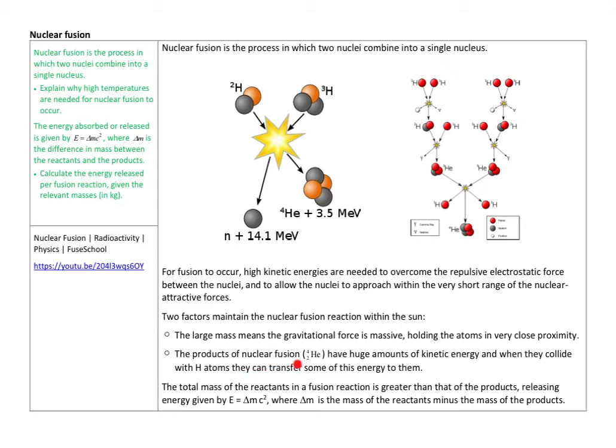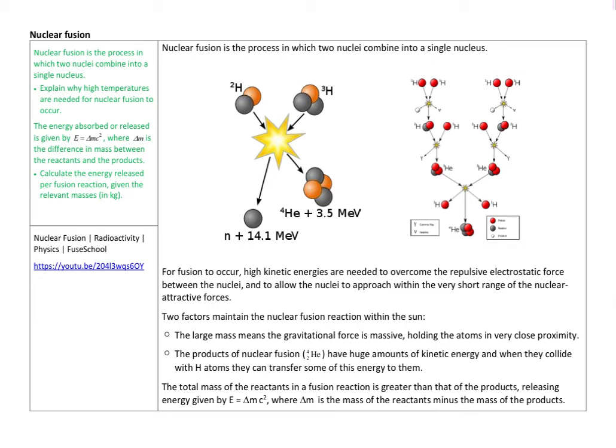The products of nuclear fusion also have huge amounts of kinetic energy, and when they collide with the hydrogen atoms, they transfer that energy to them. So when these helium that get produced, they will collide with other hydrogens, they will give them large amounts of energy, and that energy helps force them close enough together to overcome electrostatic repulsion and to fuse together, releasing large amounts of energy.